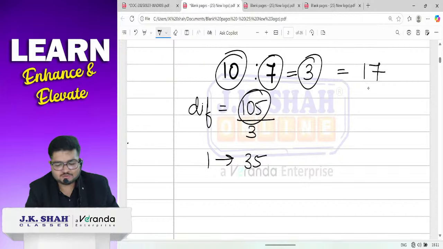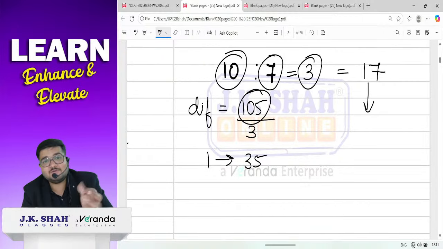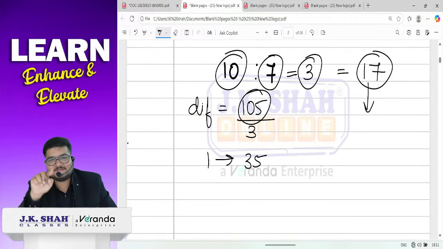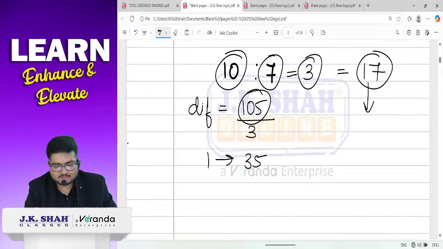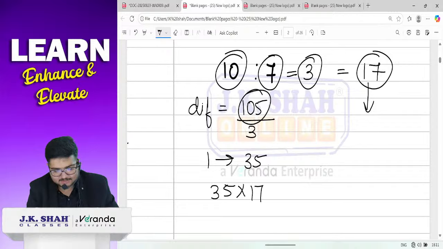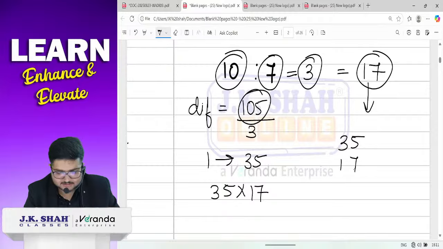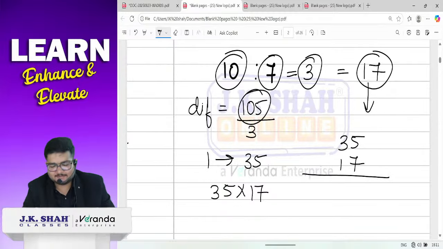So now you have to just find how much is the value of 17 parts. 1 part equals 35, so 17 parts equals 35 into 17. How can we do that, sir? So I have given you a trick. You can solve this in your mind.